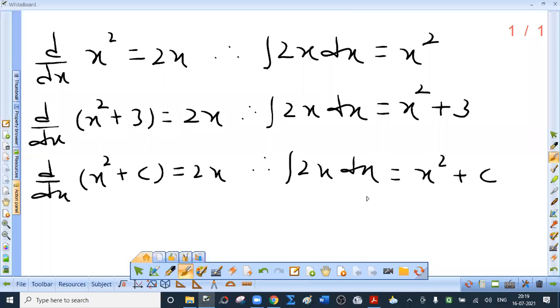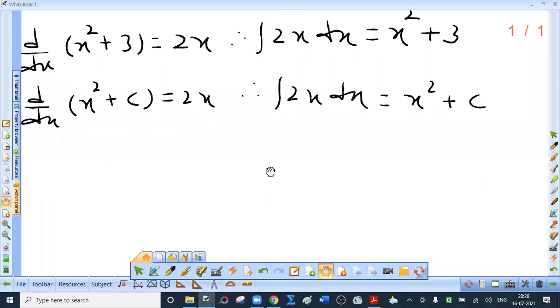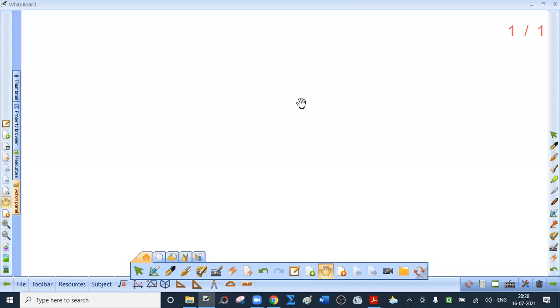How to verify this? Find out derivative of x square plus c. What is derivative of x square? 2x. What is derivative of c? 0. Yes, 2x is there. Is that clear? So this is about indefinite integral. So derivative first and then integral. And that is why there are many functions whose integral does not exist. Why? Because it is not the derivative of any function. Let me explain.